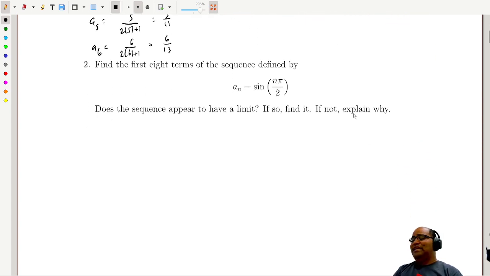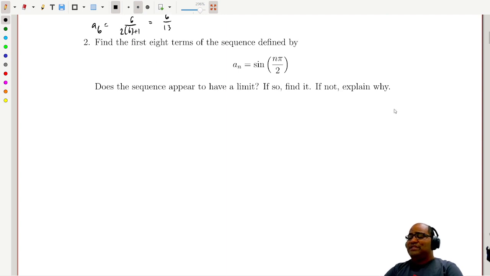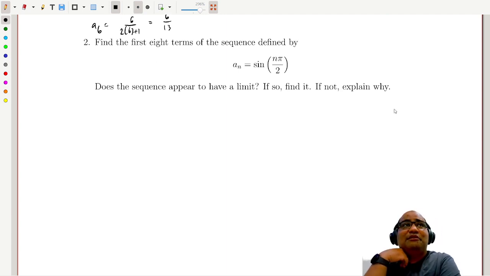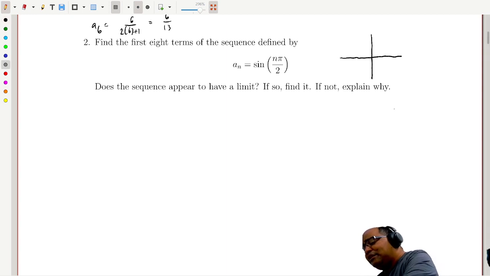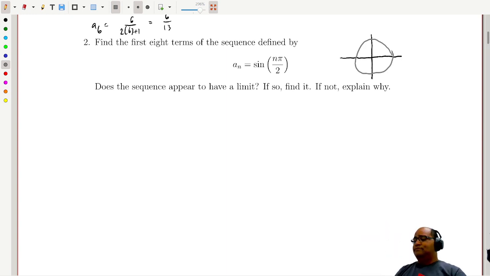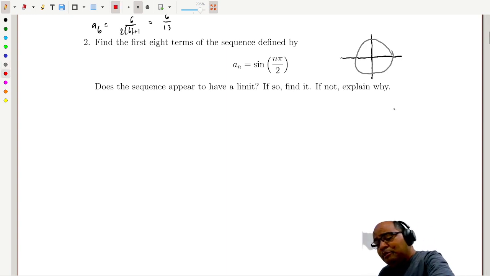We want to now find the first 8 terms of this sequence. Now our sequence is a_n, which is equal to sine of n times pi over 2. So we're thinking about a unit circle here, our basic angles on the unit circle. Let's refresh ourselves on what we're doing here. I'm going to draw a circle. Remember that for our unit circle, the sine of an angle is the y-coordinate.